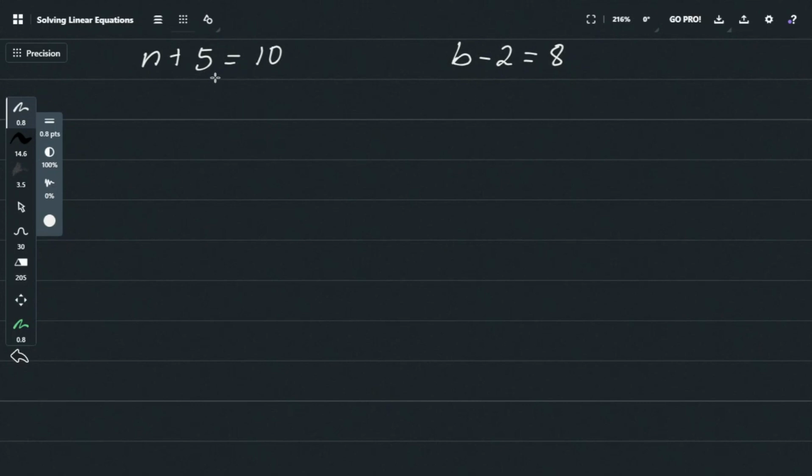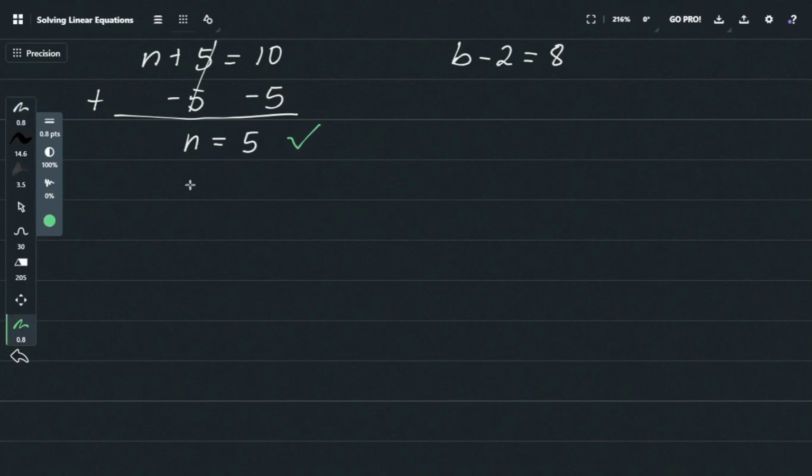Okay, so now we are just going to find the additive inverse of positive 5. The additive inverse of positive 5 is just negative 5. So we are going to add both sides by negative 5. Now we can just cancel this out. So we have n is equal to 10 plus negative 5, which is just equal to 5. So the final answer is n is equal to positive 5.